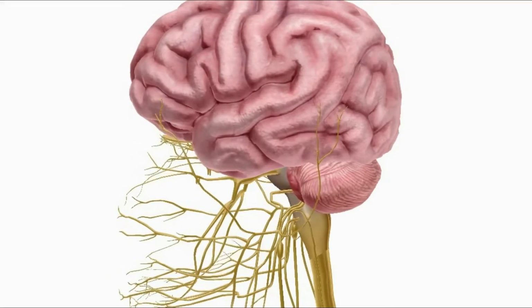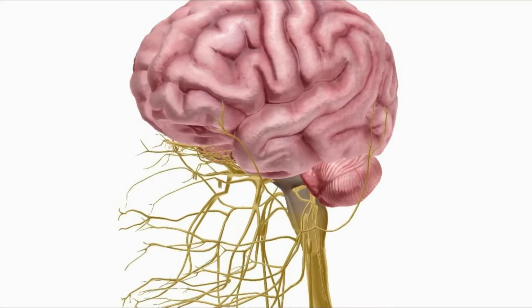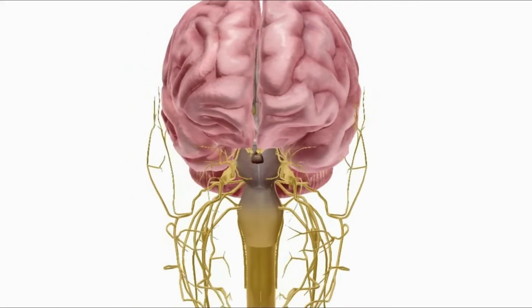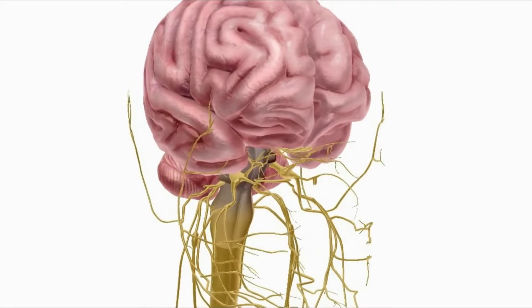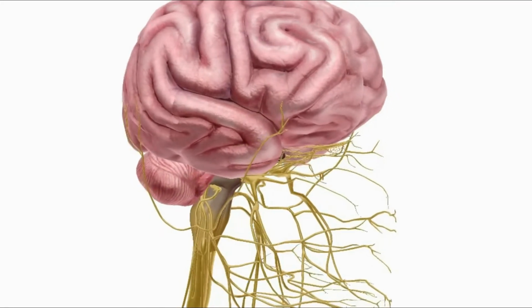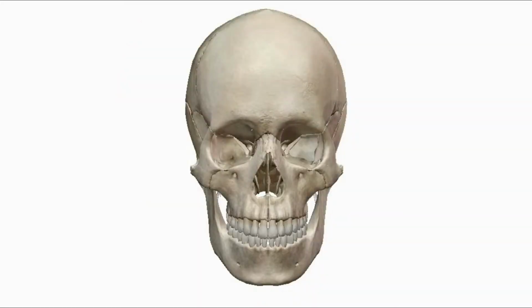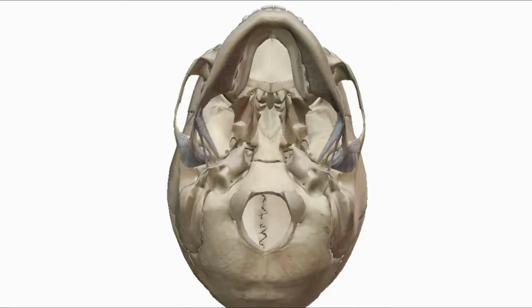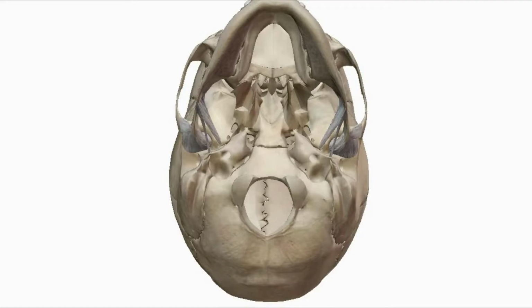The peripheral nerves come out from the CNS and innervate the body. There are 12 pairs of cranial nerves and 31 pairs of spinal nerves. Most of the cranial nerves arise from the brain and emerge from the foramina in the base of the skull.